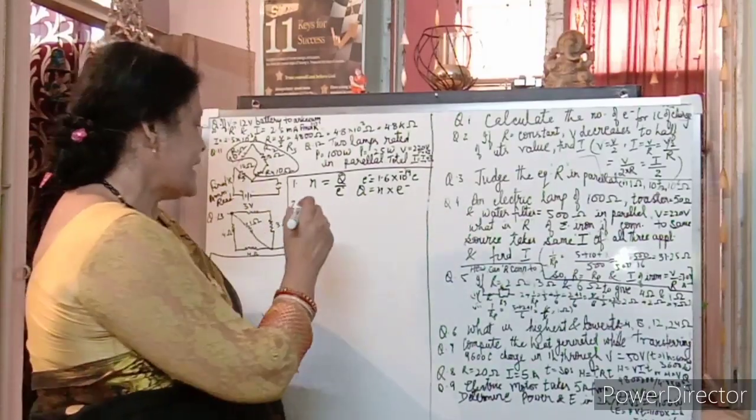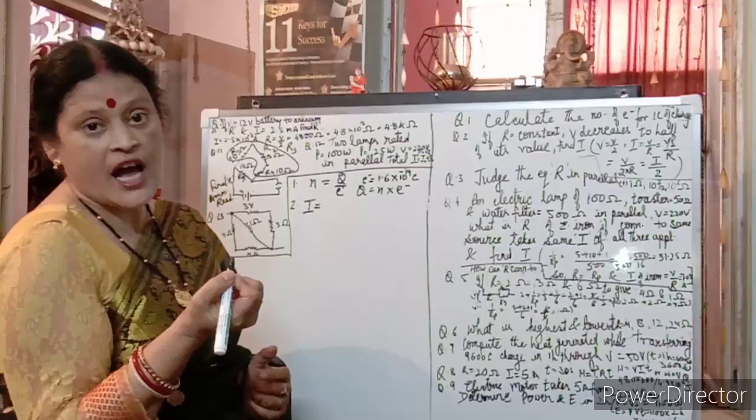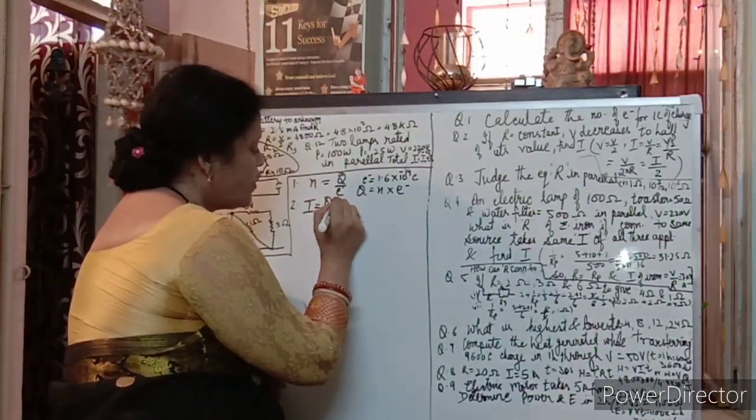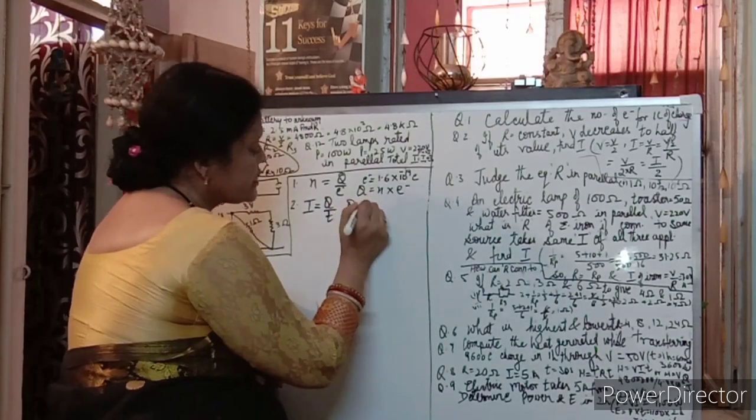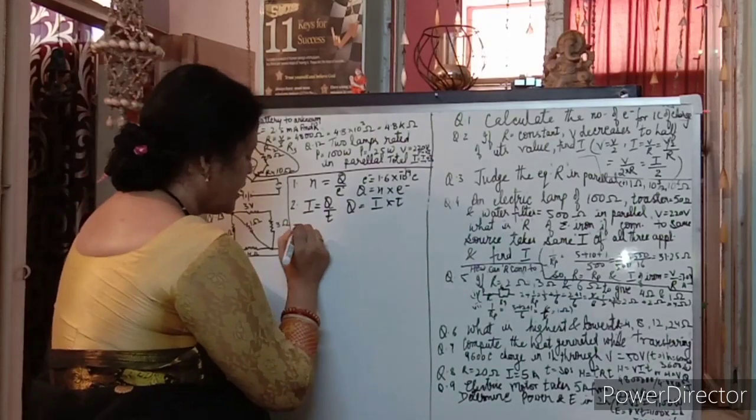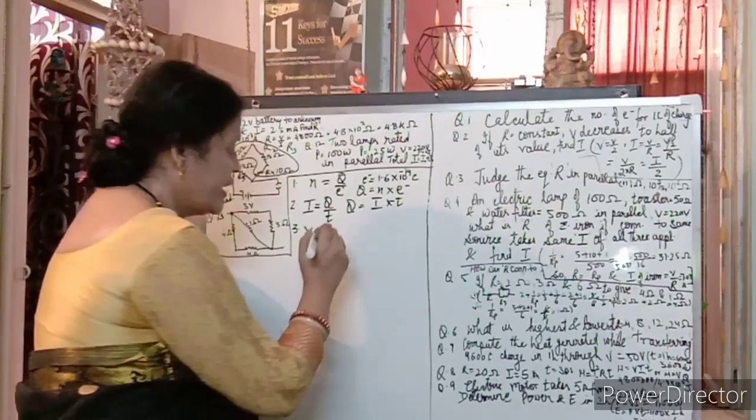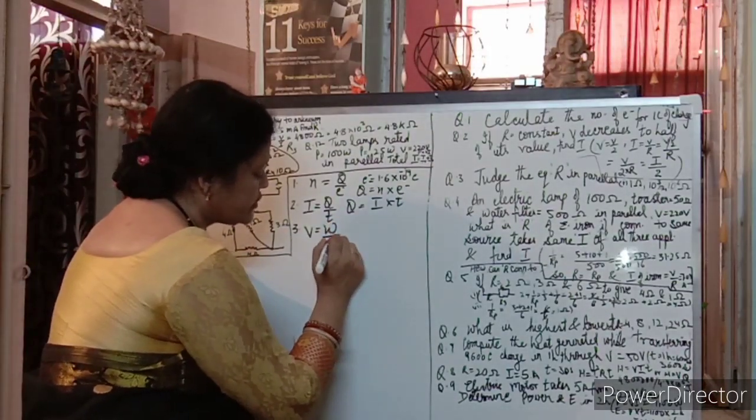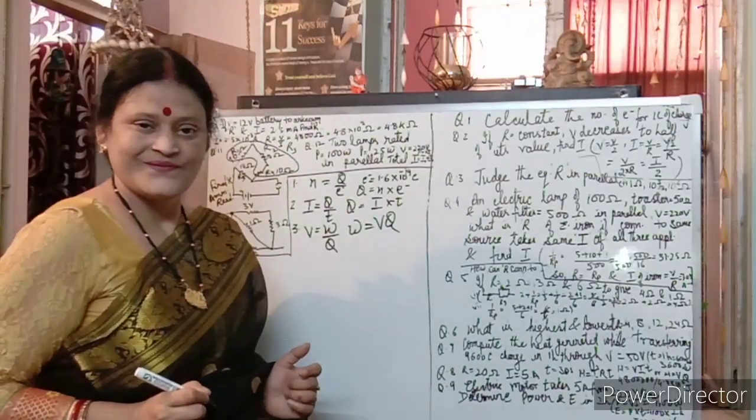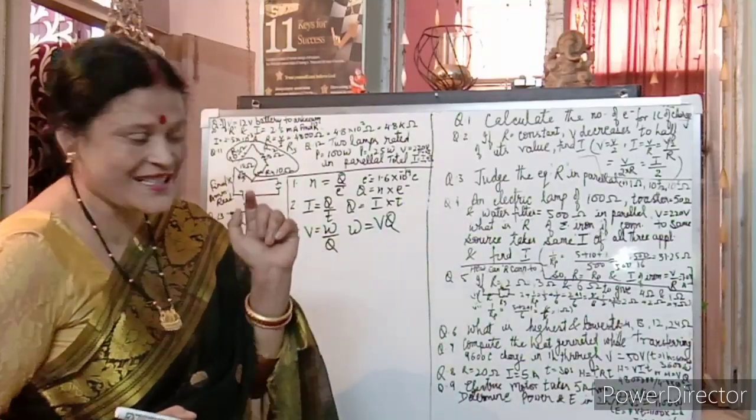Clear? Now next is current, I. What is current? It is the charge flowing in 1 second. So I is Q upon T, so Q is equal to I into T. Clear? Third, potential difference. It is the amount of work done to carry the charge. So W is equal to VQ. Clear? All this I have taught you in my physics sessions.